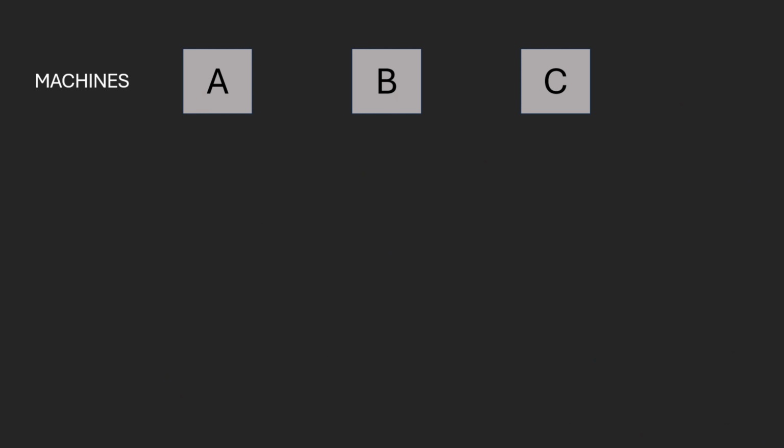Let's look into one more example. There are 3 machines A, B, C in a factory, and these 3 machines manufacture the same type of item.